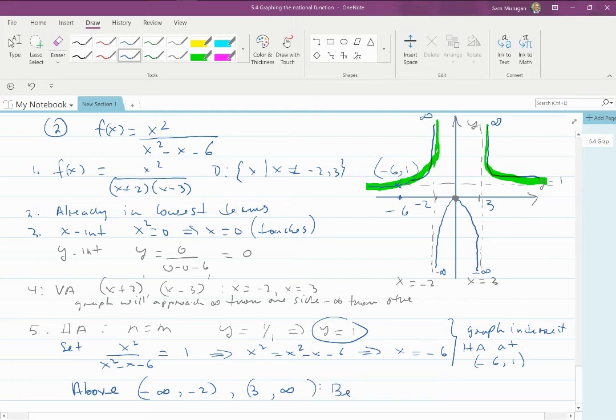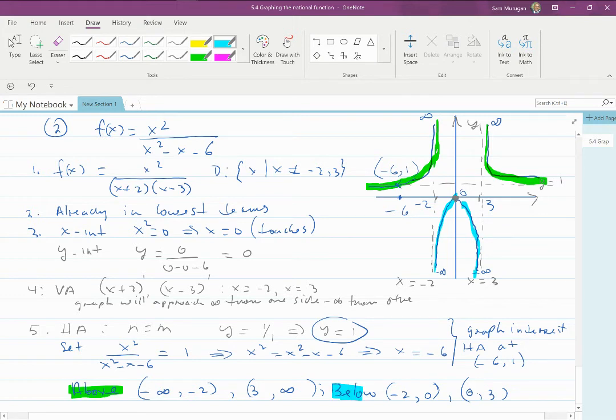And then below, and notice the division because the graph touches here, so it will be from negative 2 to 0, and then from 0 to 3. In other words, this is above, and then the below part, this part here, we do it in two sections, right there and there.